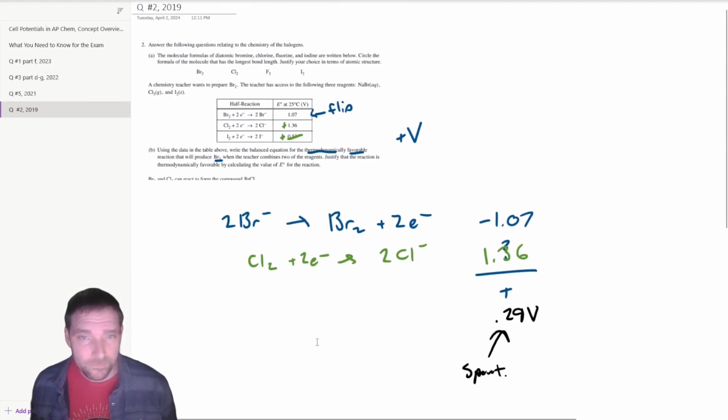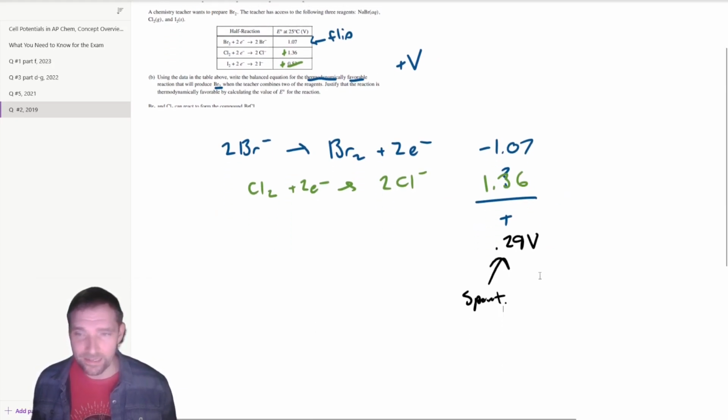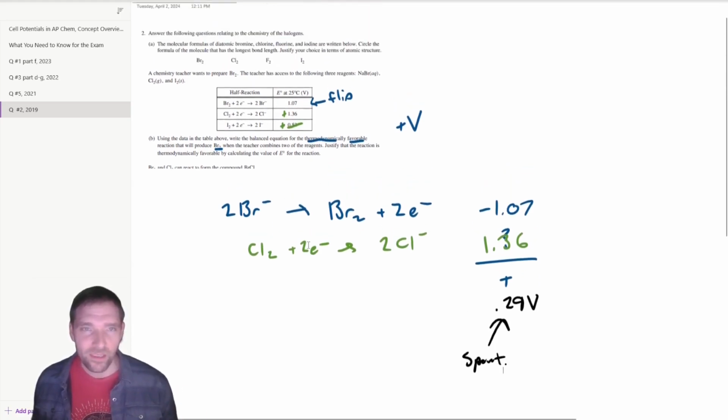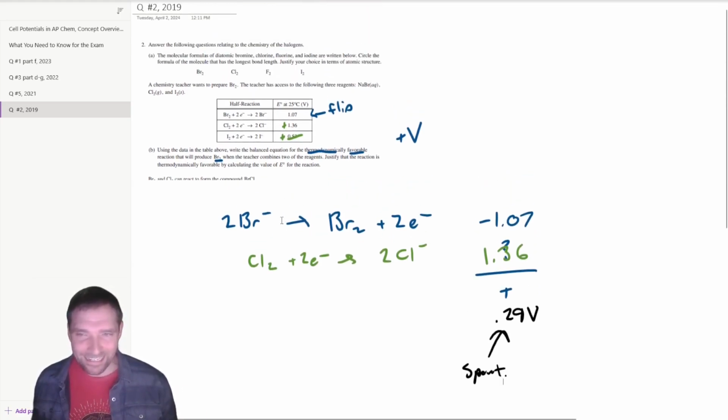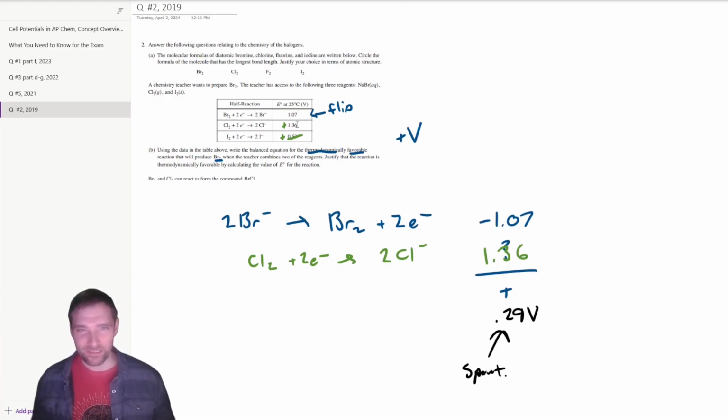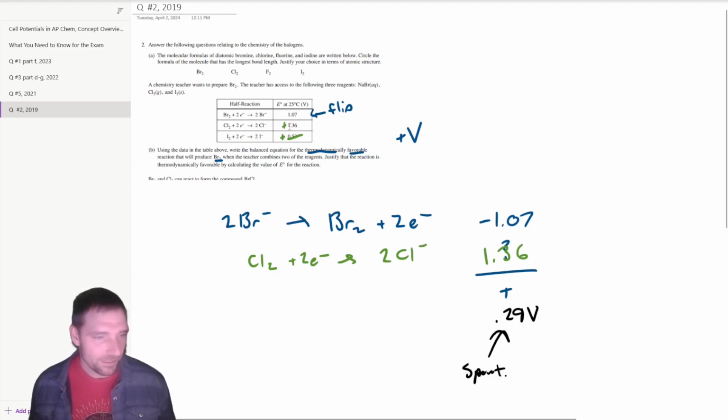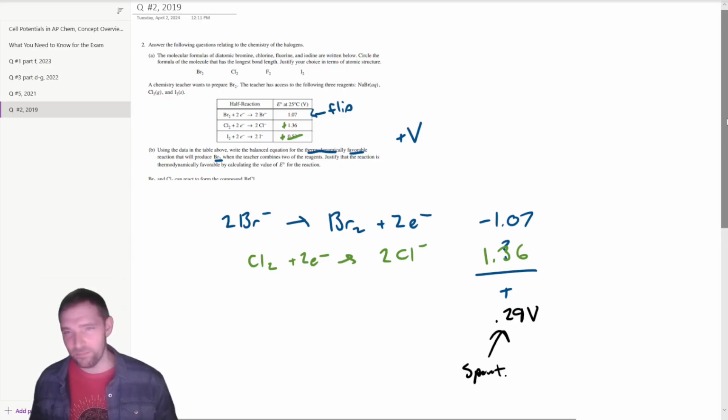And that is all you really need to do. So it's not that complicated. You're just trying to figure out which ones are going to actually give you a positive voltage for something being spontaneously going forward. So you can imagine that they might say, well, what if it is a thermodynamically unfavorable thing and you need to make a negative voltage as well? So it would be a similar sort of problem, but this is very manageable.